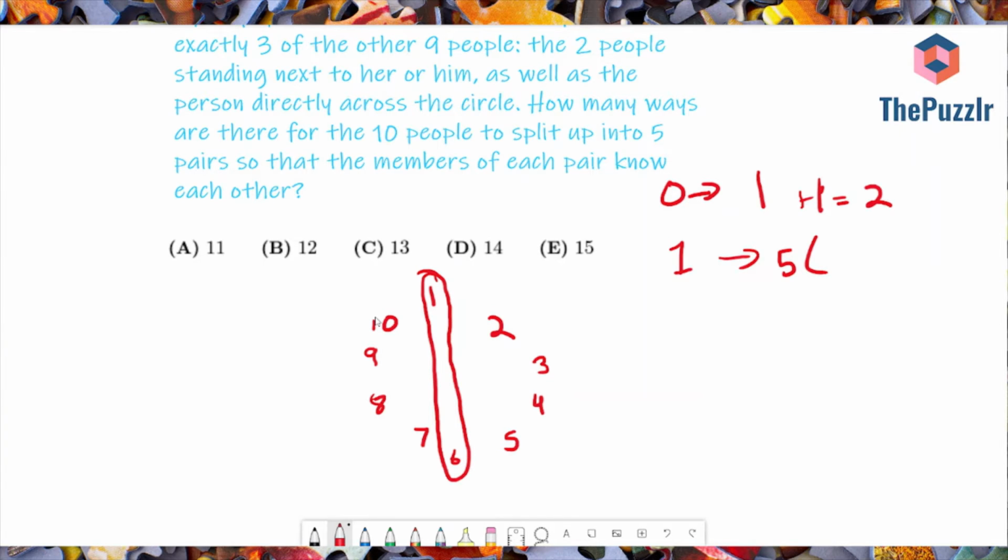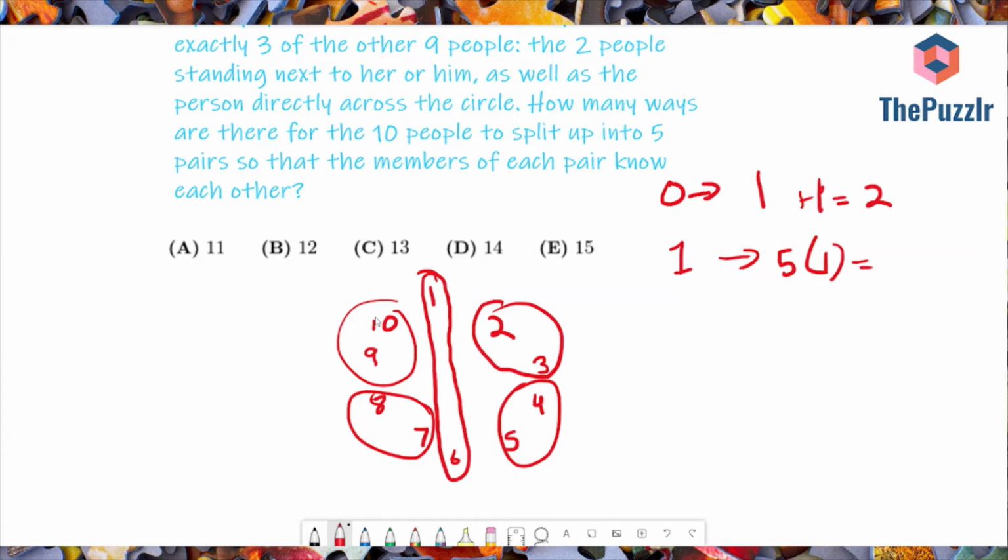Now we see that since there's only 1 diameter allowed in this case, 2 has to go with 3, 4 has to go with 5, 7 has to go with 8, 9 has to go with 10. So this is just 1 case. So 5 is our total number of cases since there's 5 different diameters you can pick. What if we have another diameter? So we picked 1 and 6, and then we have another diameter. So let's erase this.